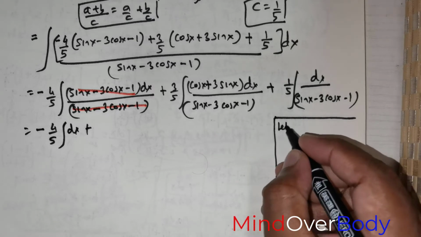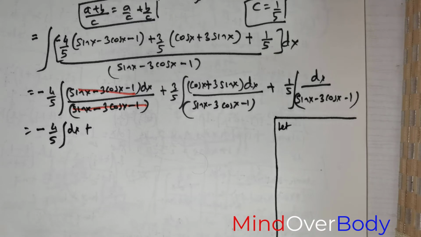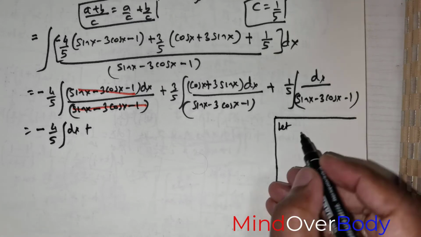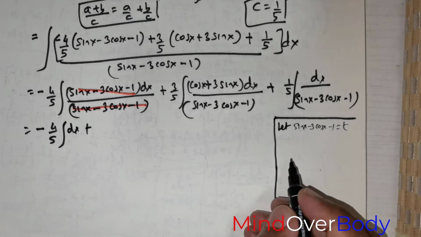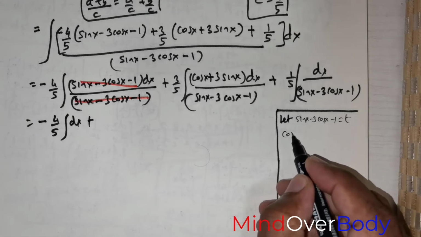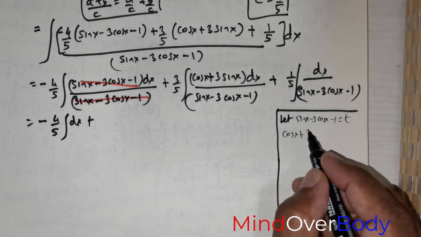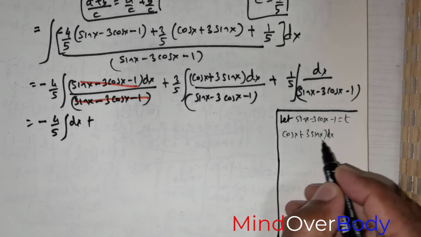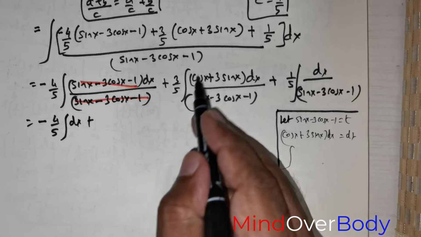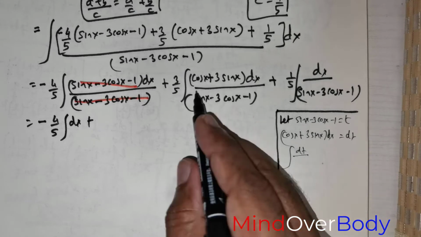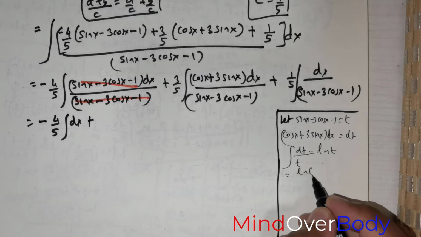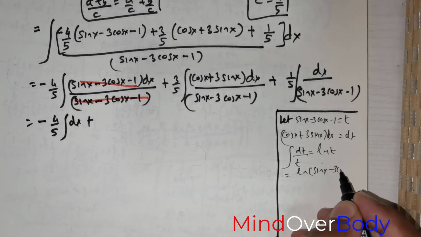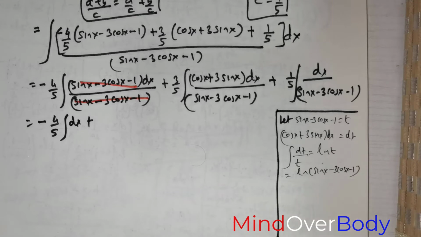If I were to take, let sine x negative 3 times cos x negative 1 is equal to t, differentiating this would give me cos x positive 3 times sine x times the dx is equal to dt. So in place of the numerator I can place dt, in place of the denominator it's going to be t, so this is going to be ln t, and that is nothing but ln of sine x negative 3 times cos x negative 1. So that's exactly what I'm going to be placing there.